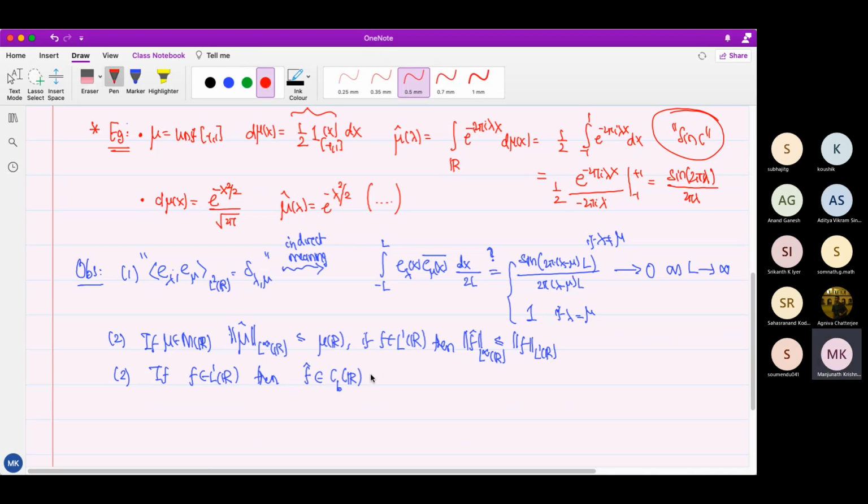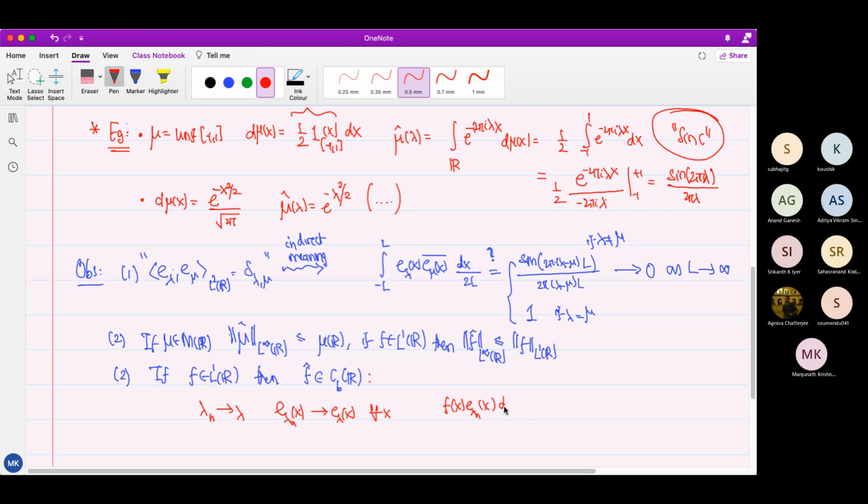Okay, so that it is continuous. The reason is also very simple. It's in fact uniformly continuous. But okay, let me just say it is continuous. Why? If lambda n's converge to lambda, then E lambda n of x converges to E lambda of x for all x. So what you have is f of x E lambda n of x dx. This is what we want to say, f of x E lambda of x dx.